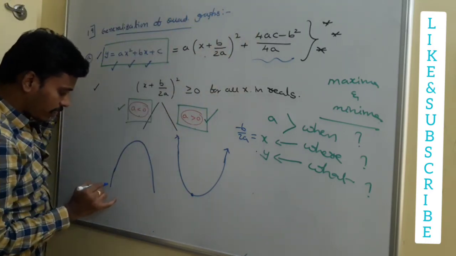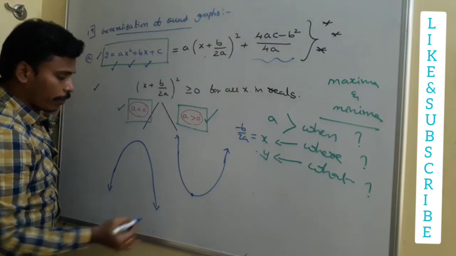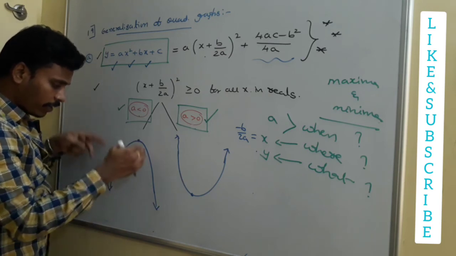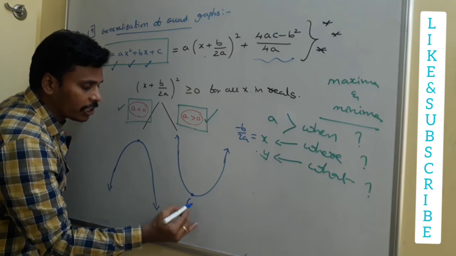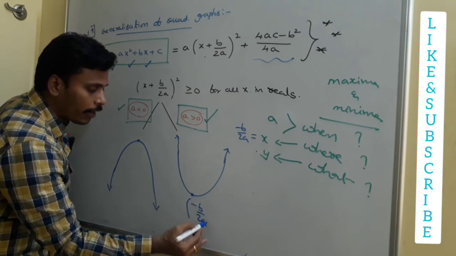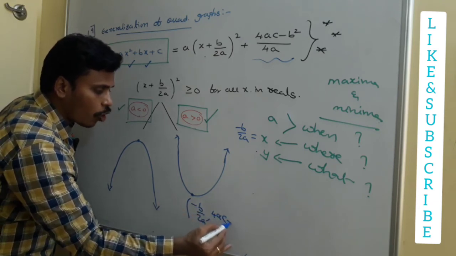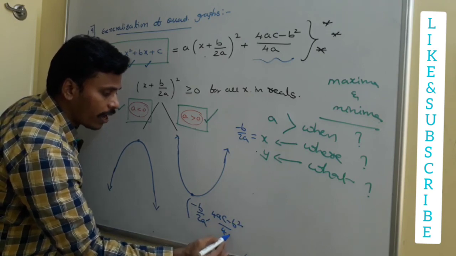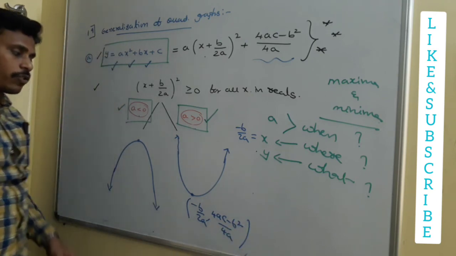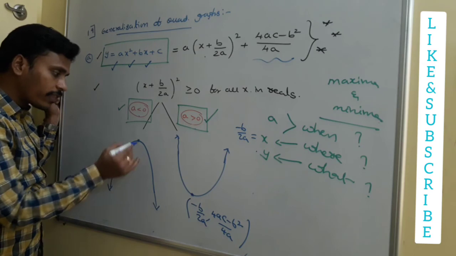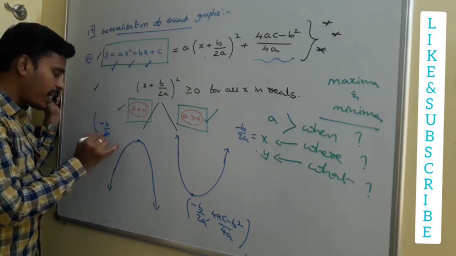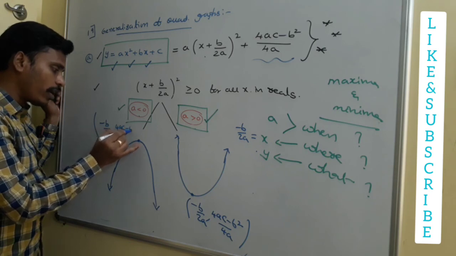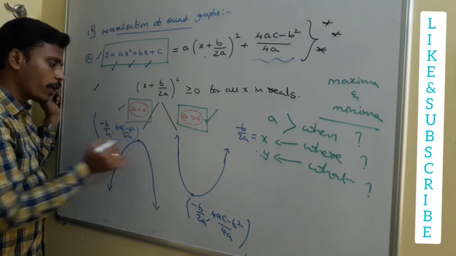And in this case, the graph is a downward parabola. It has maxima, but there is no minima. This point is a peak point, as I mentioned, the critical point, and for the peak point, the x coordinate is minus b by 2a, and the y coordinate is 4ac minus b square by 4a. As well as for this graph, if you calculate this peak point, it is again at the point minus b by 2a, 4ac minus b square by 4a.